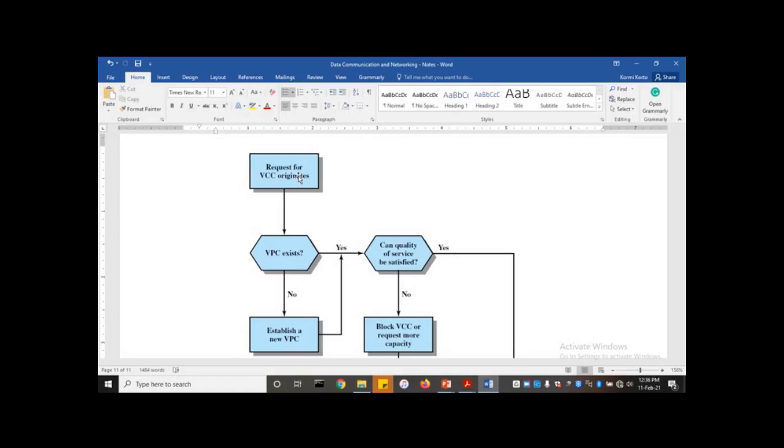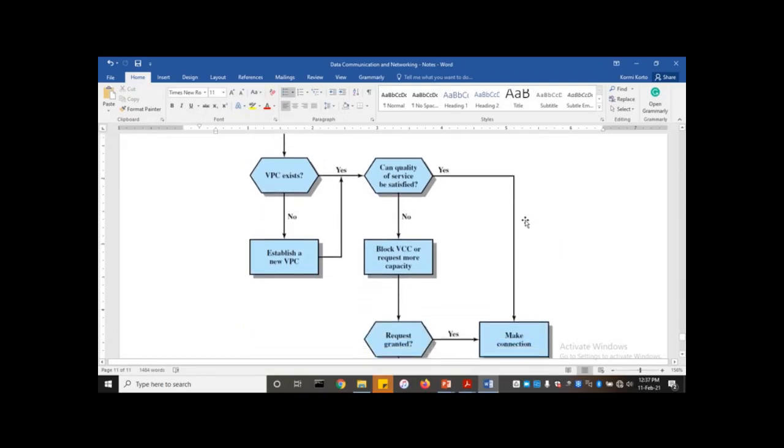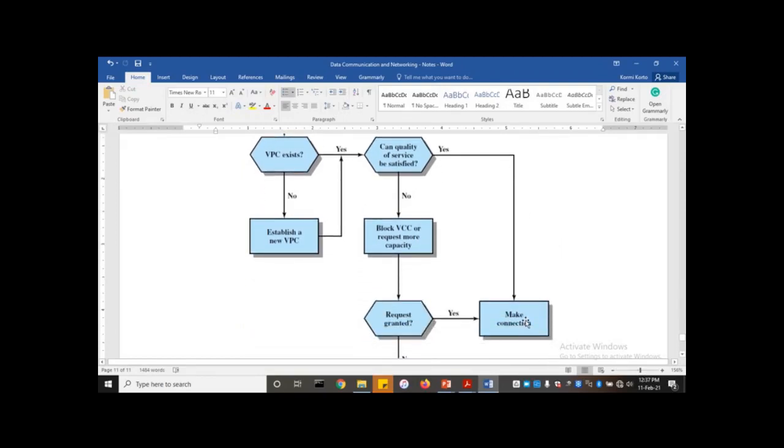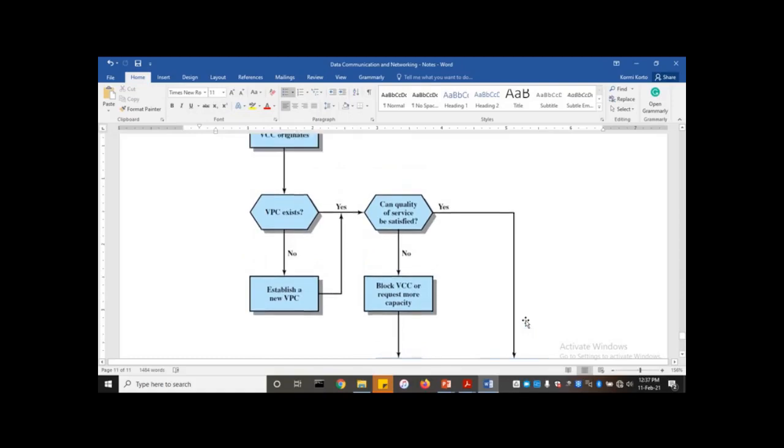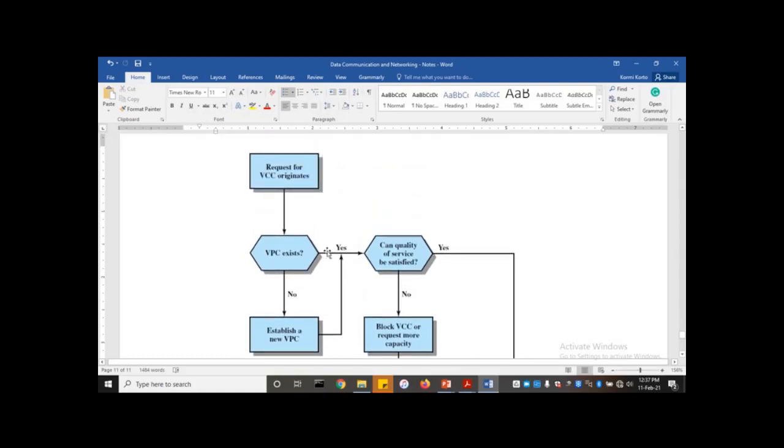Depending on the capacity of that information, the VPC usually has to ask the VCC request, can I guarantee the quality of the service that you're carrying if I were to handle the transmission? If the VCC agrees, then in that case, it says yes, it makes a connection or establishes a connection for transmission to go through. Okay, so that's if it's a yes.